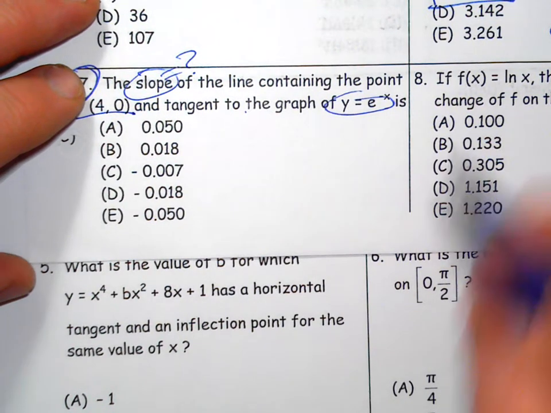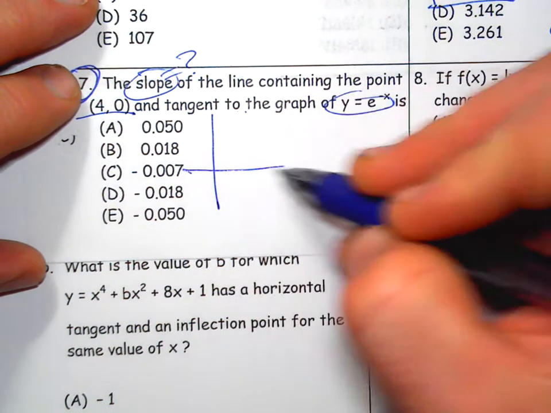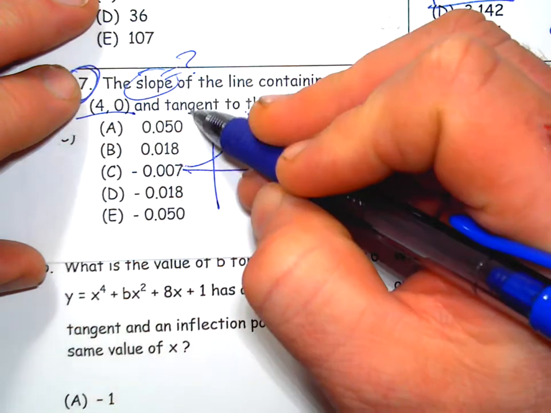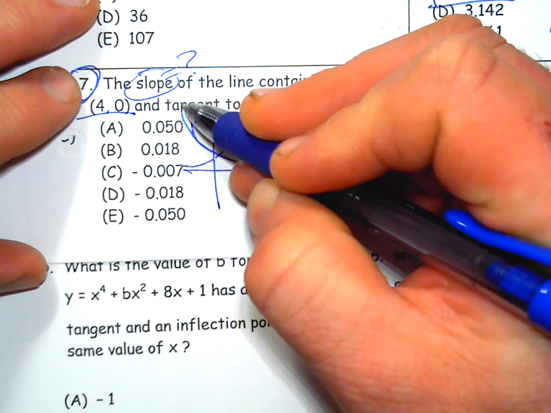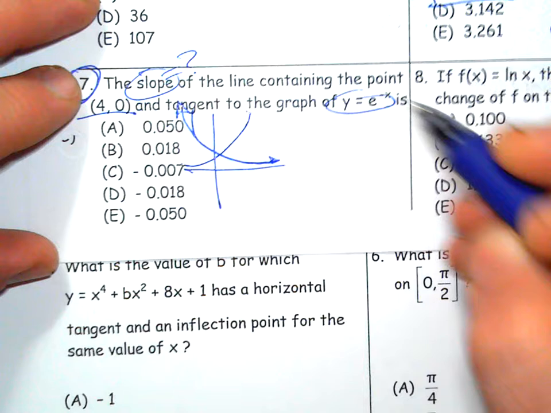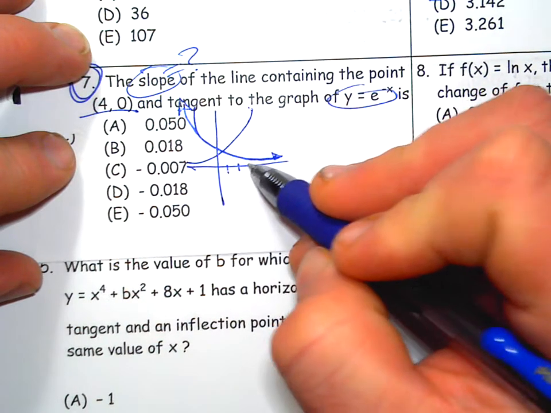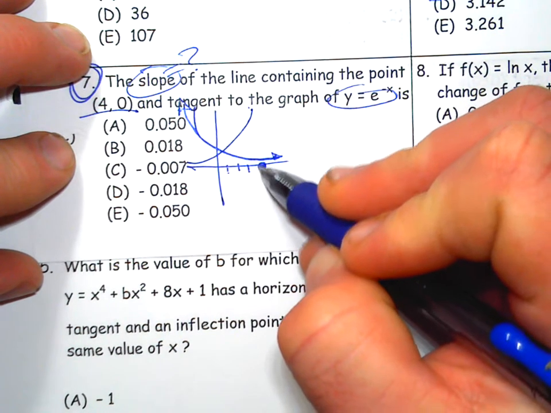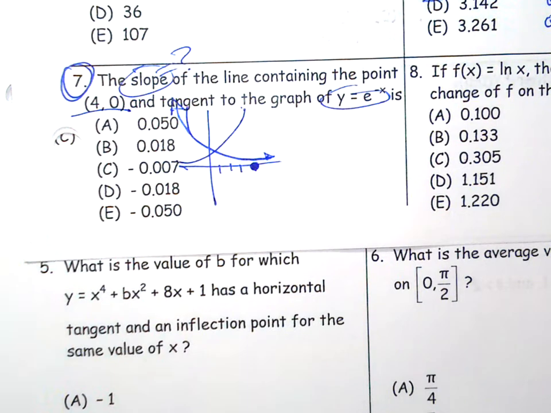Okay, so what does this graph look like? Well, e to the x looks like that. Negative e to the x looks like this, right? So that's the graph. And then there's this point (4, 0) that connects to a tangent line.